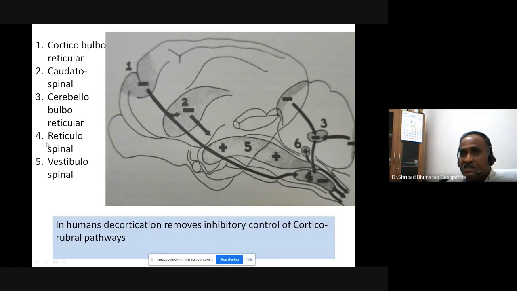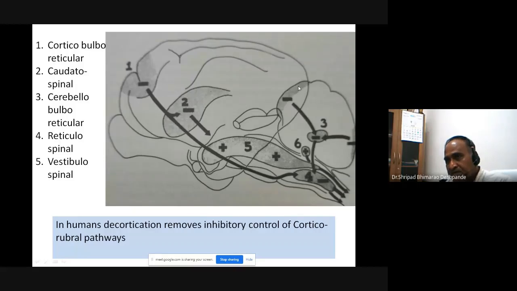Now, you have this 1, 2, 3, 4, 5. I will tell about that. So now this 4 is the inhibitory reticular system. This is the medullary reticular system, which inhibits, and this inhibitory reticular system is again being influenced by the suppressor from the motor cortex, because in decortication we have taken this off.